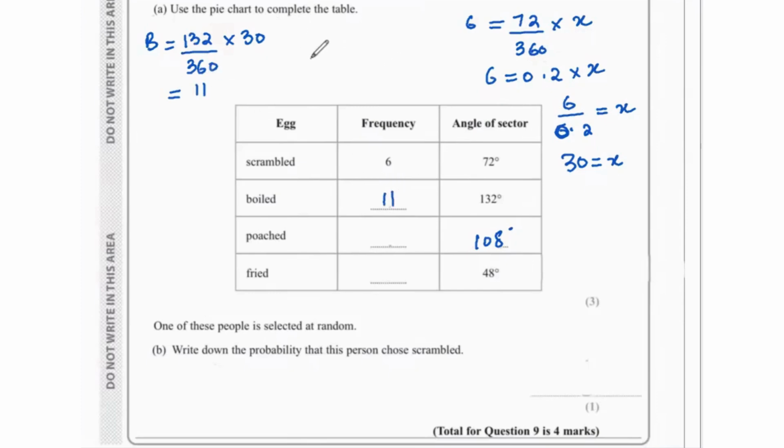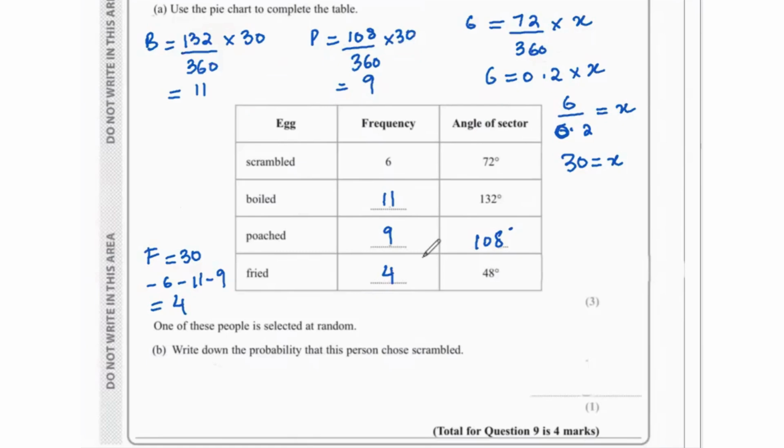So that's for boiled. Then for poached, it's going to be 108 over 360 times 30, which equals 9. And then for fried, we can just subtract 6, 11, and 9 from 30, which is equal to 4. So 4 people eat fried, 9 poached, 11 boiled, and 6 scrambled.